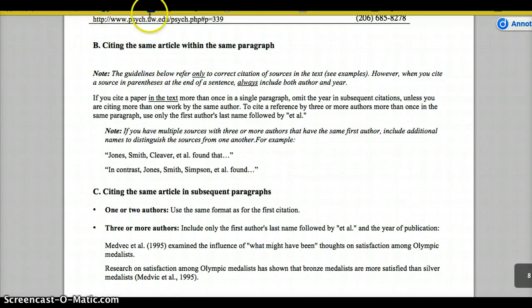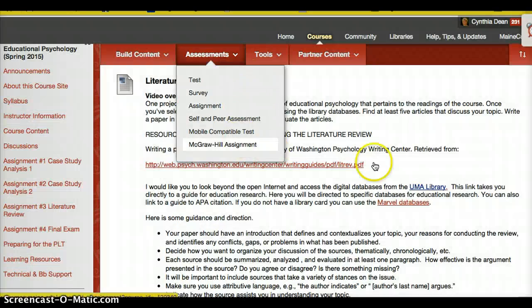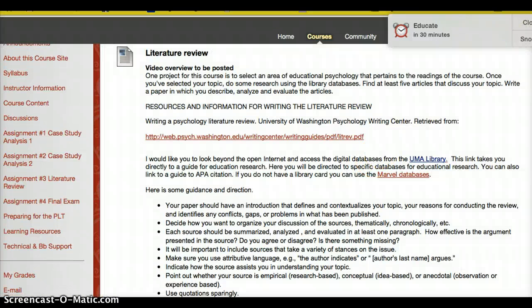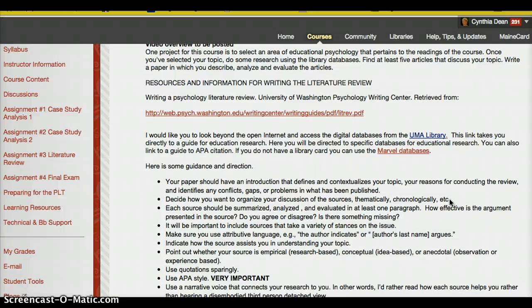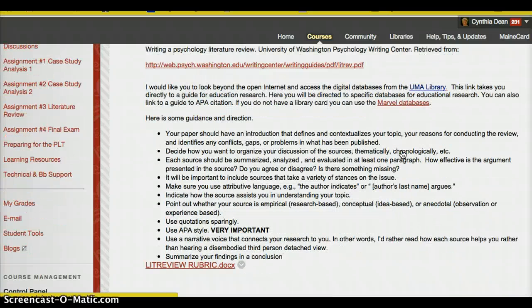All right, let me close that out and get back to this. So I want you to look beyond the open internet, use the UMA library, okay? The link will take you there, okay? If there's some reason you don't have a library card, well, you should have a library card. If you don't, you can use the Marvel databases. Those are also free. Just make sure you're using the academic portions of that.